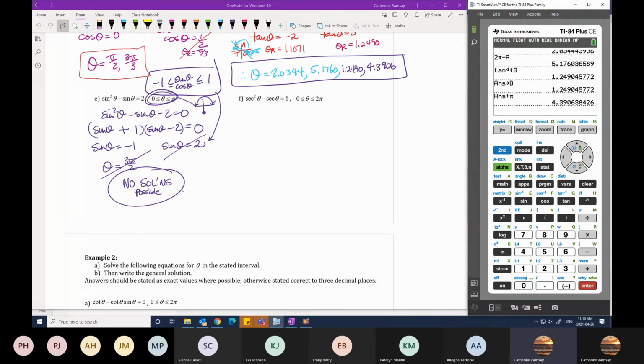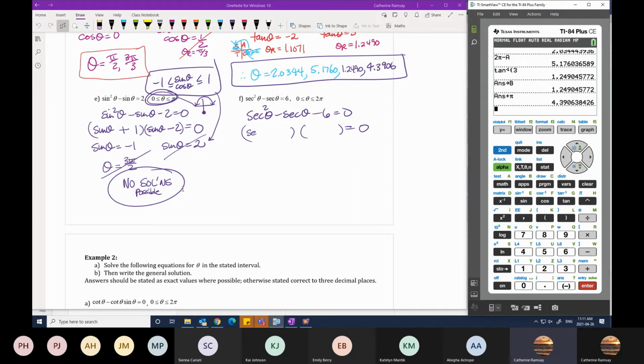Okay, now for the reciprocal functions. Does anybody remember what the reciprocal of secant is? Cosine. Yeah, it's cosine. Very good. Okay, so before we can solve this, we need to move the 6 over. So we get secant squared theta minus secant theta minus 6 equals 0. And we still have to factor it. We cannot change it into cos until we actually get what the trig ratio for secant is.